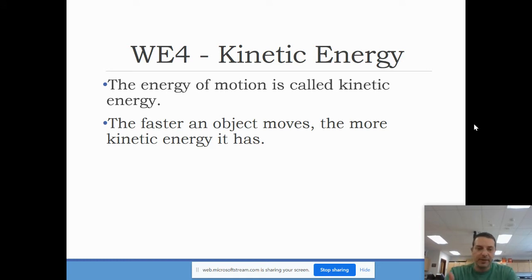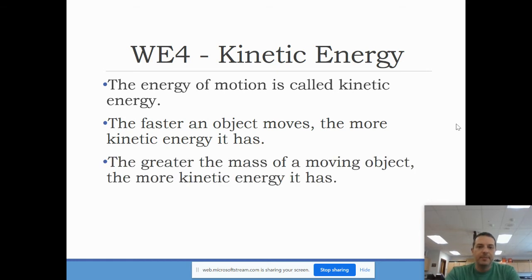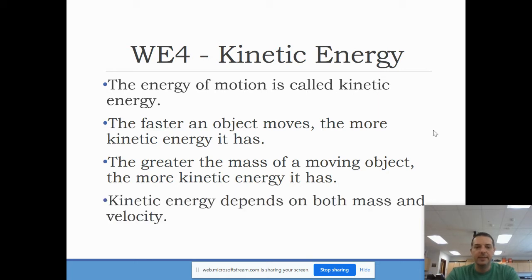There's a couple different ways to figure out kinetic energy. First of all, if you have an object that increases its speed, the faster the object moves, the more kinetic energy the object has. If we look at it in terms of mass, the more mass an object has at a particular speed, the more kinetic energy it has. So when we talk about kinetic energy, it's related both to mass and velocity.